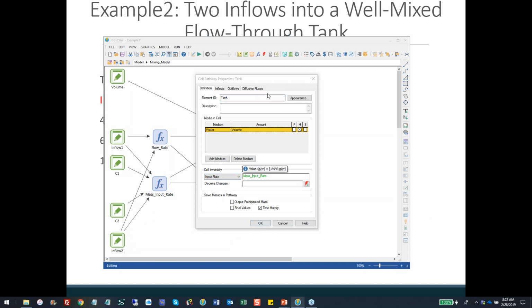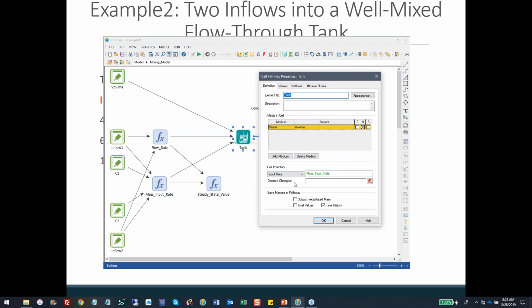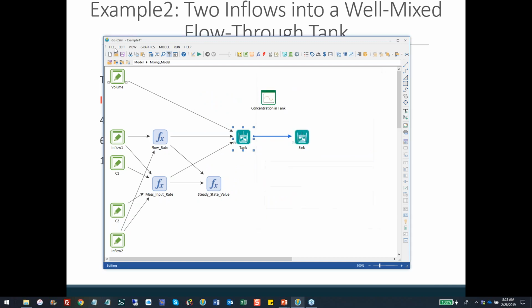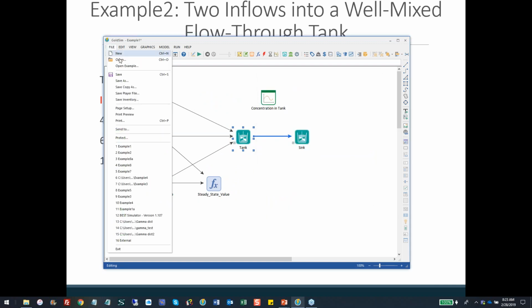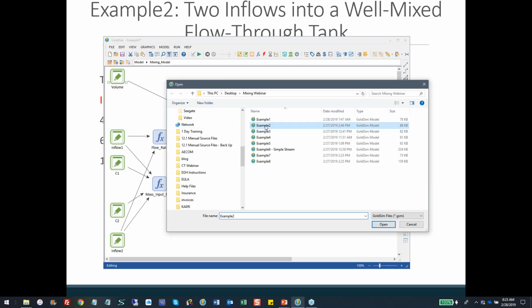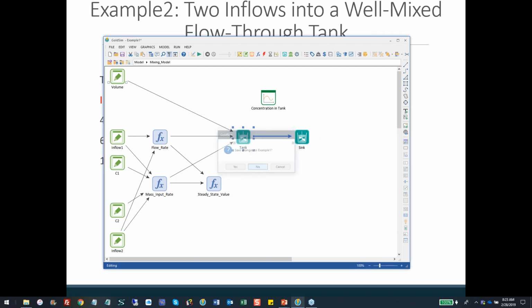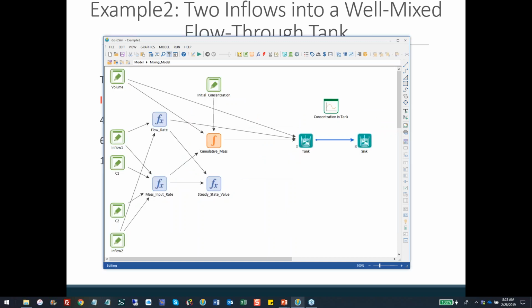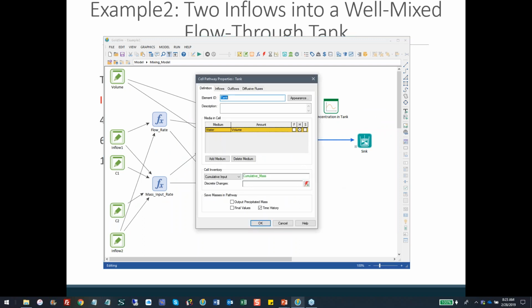Now I want to do something a little bit different. Not only do I have mass coming in, but I also have an initial concentration in that tank. So that model is going to look a little bit different. It's going to look like this. I have a very, very similar structure, but now instead of saying I have an input rate, what I'm telling GoldSim is I have a cumulative input.